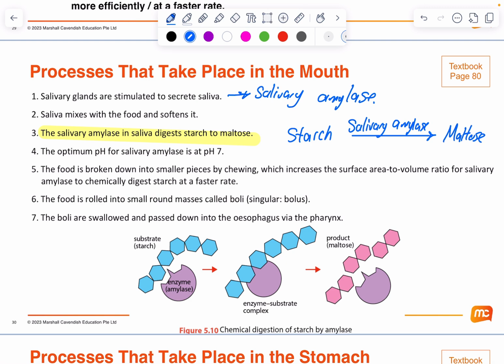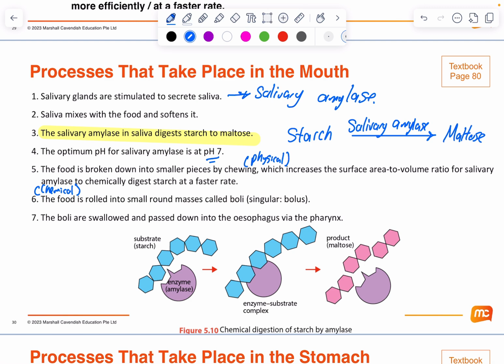The optimum pH for this is neutral, at pH 7. Later on you will realize that when it goes to the stomach, it becomes very acidic. This will cause the salivary amylase to denature. The food is further broken down by physical chewing to increase the surface area to volume ratio so that the enzymes can digest it. The chewing is the physical digestion, whereas the digestion by the salivary amylase is the chemical digestion. This is then rolled by the tongue into a small bolus, such that it can be easily swallowed into the esophagus.